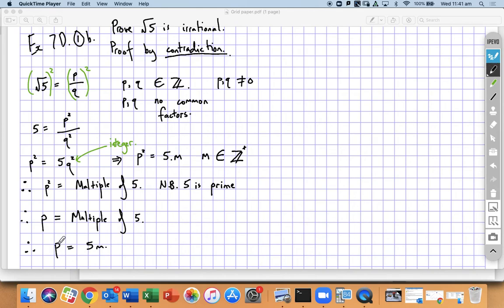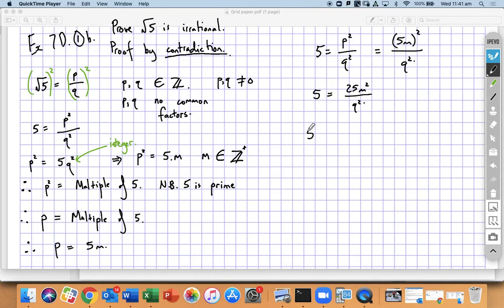So taking this new definition of P as being 5 times some number, let's put it back into this expression that we set up here. We'll put it in here, right? So we say 5 equaled P squared on Q squared. Right? It'd have to be 5m squared on Q squared, right? So therefore 5 equals 25m squared on Q squared.